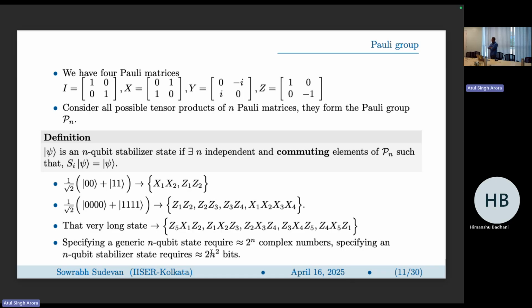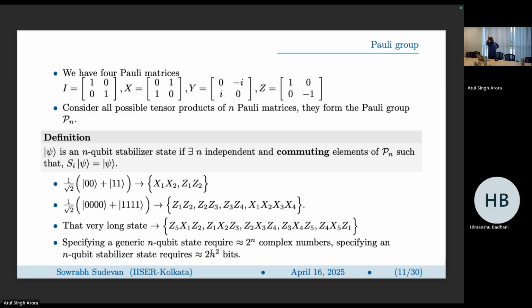I think I'll get to the idea of stabilizer codes. With a smaller group, you can stabilize a larger space. If you have the full group, as in n independent and commuting generators for that group, then you will be able to span exactly one state. If you take a smaller set, throwing out some of the generators, you'll be able to span a space, right?